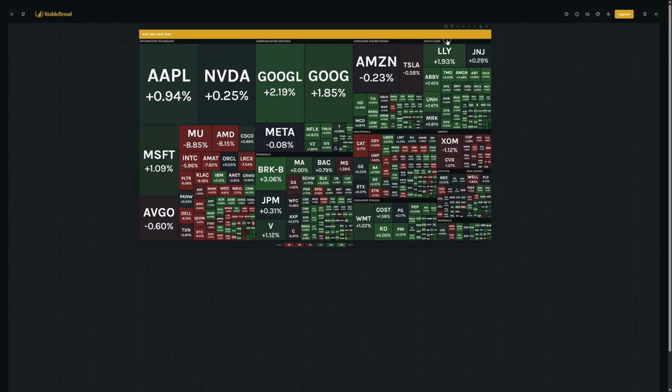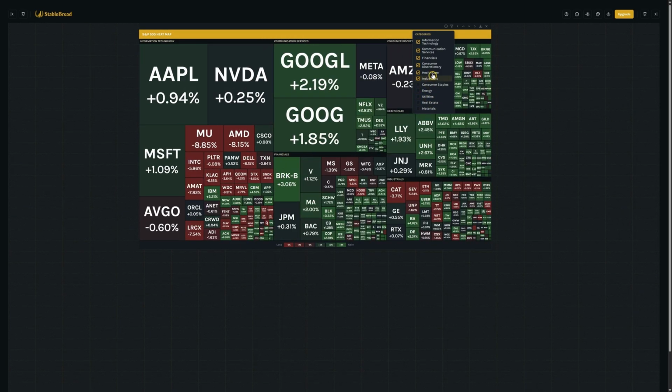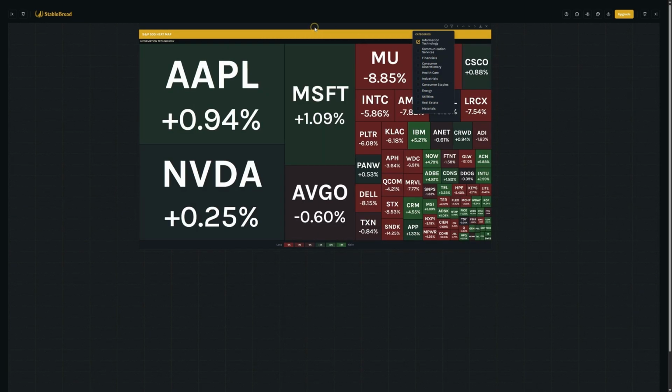And the unique thing about this panel is that you can customize it. So click on this filter icon, and let's say you only want to look at the infotech sector. You would just unselect all of these. Then you can take a closer look at what is moving in the tech sector and a closer look at these names here.